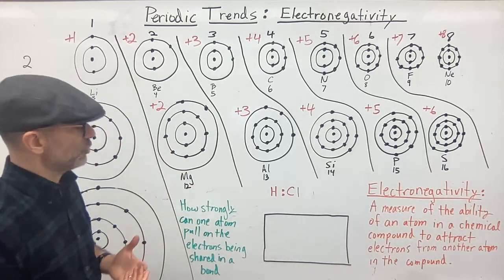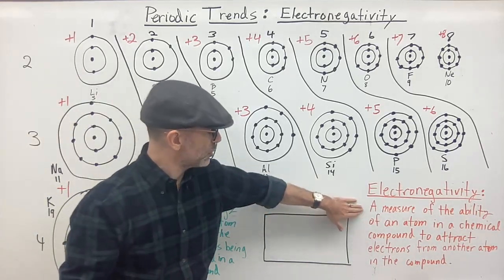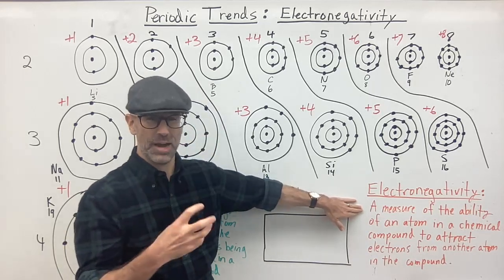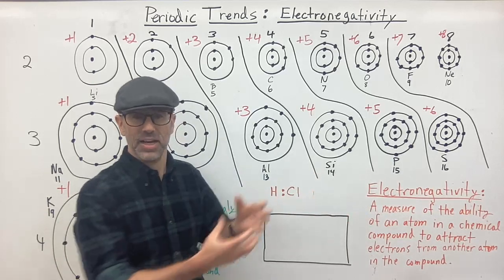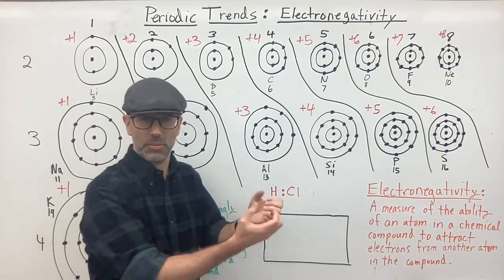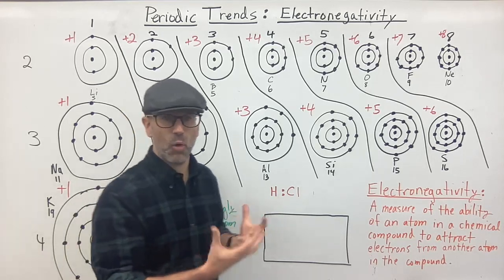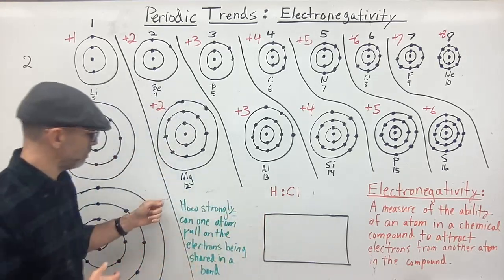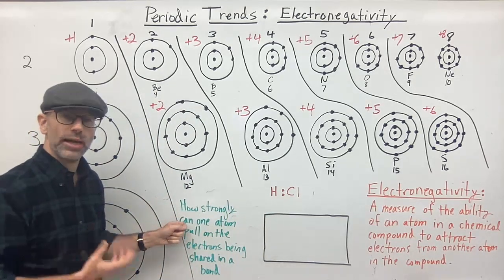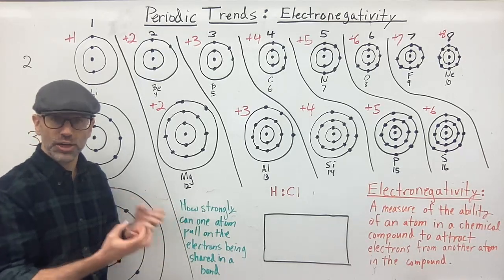So what is electronegativity? Electronegativity is a measure of the ability of an atom in a chemical compound to attract the electrons from one atom in the compound, from another atom in the compound. To put that in more layman's terms, it's how strongly one atom can pull on the electrons being shared in a bond.